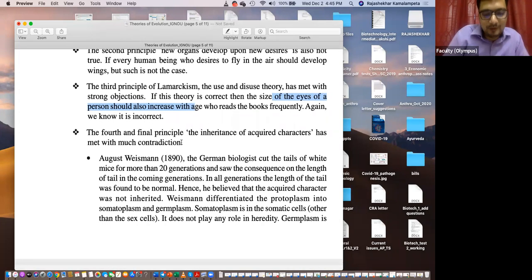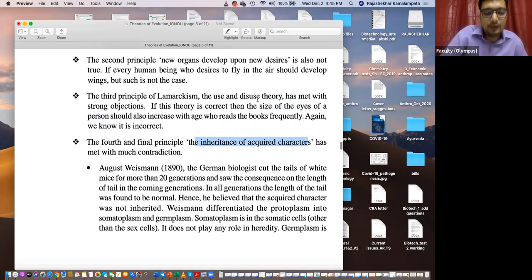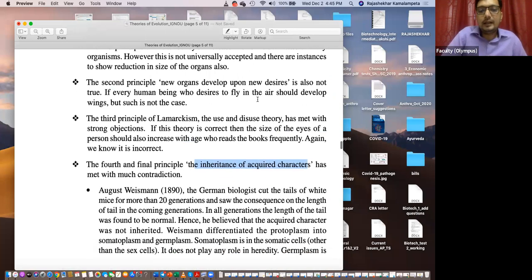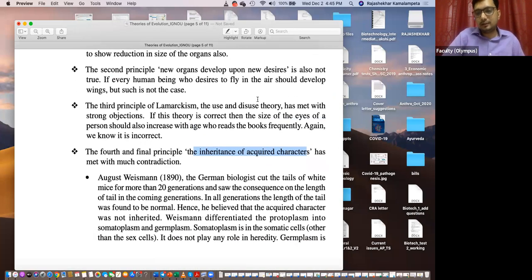Okay. So the fourth principle that we talked about, inheritance of acquired characters. This is probably the most important one. The rest of the things we can, to a certain extent, satisfy, though not generalizing them. But inheritance of acquired characteristics is not correct because somatic cells don't carry them, germ cells carry them, which was not known. So he went with this idea.